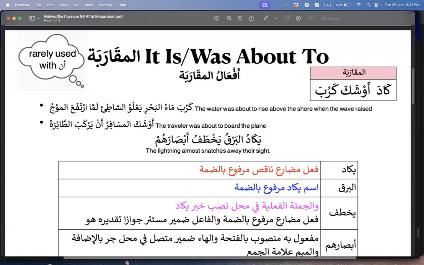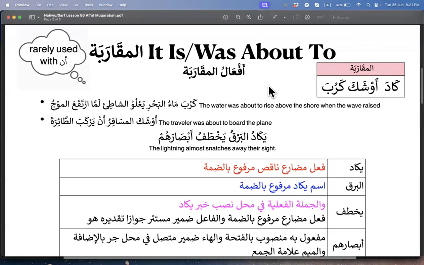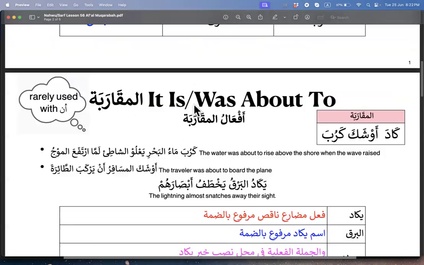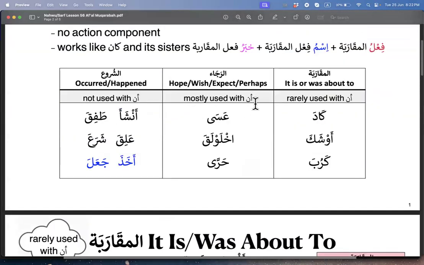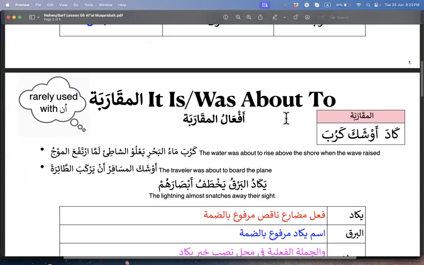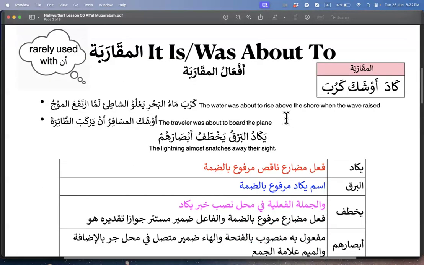Sister, if it is rarely used with an, that means it's used with ma, yeah? No, it doesn't. So this an is basically an masdariyah. Either it's used with an or it's not used with an, but you will see examples, inshallah. So we start with Kada and her sisters.